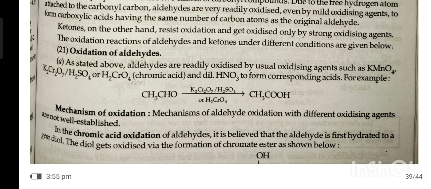The mechanisms of aldehyde oxidation with different oxidizing agents are not well established. In the chromic acid oxidation of aldehydes, it is believed that the aldehyde is first hydrated to a gem-diol. The diol gets oxidized via the formation of a chromium ester, as shown below.